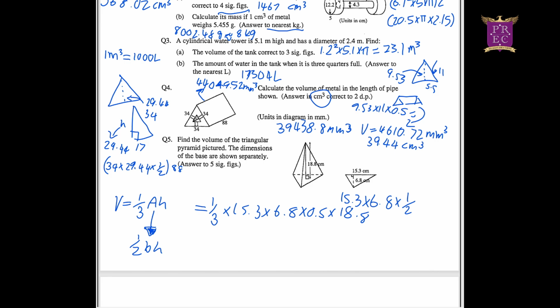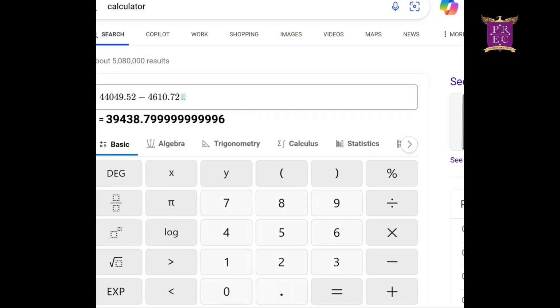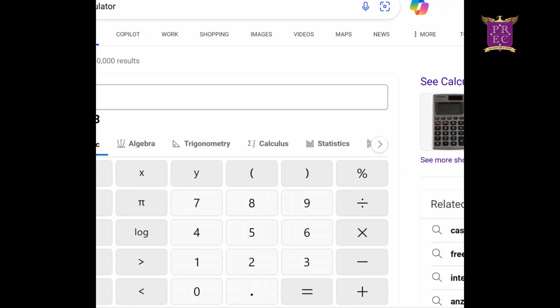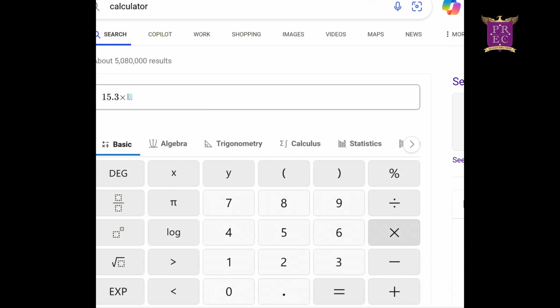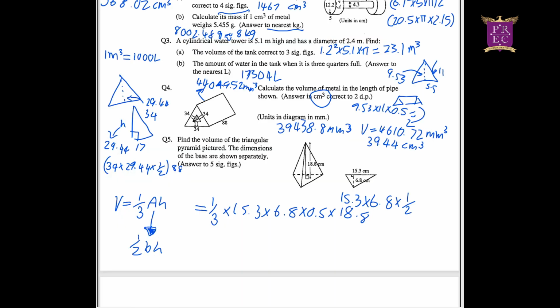So one third times 15.3 times 6.8 times 0.5 times the height here, which is 18.8. Now let's put all this in the calculator. 15.3 times 6.8 times half times 18.8 divided by 3. What does that give us? 325.99, and that's our answer, 325.99 to 5 significant figures. What are the units again? Centimeters, so we have cubic centimeters.